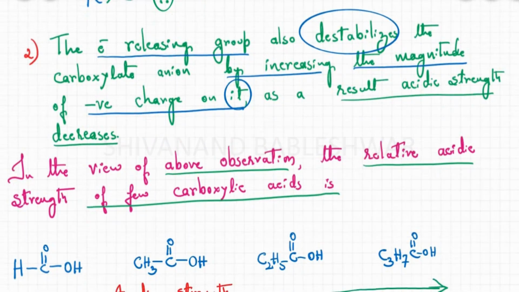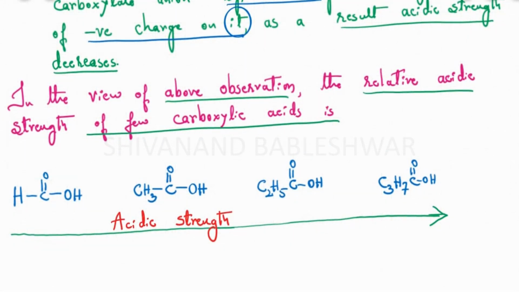So therefore, in view of the above observation, I have taken the relative acidic strength of a few carboxylic acids. The first one is formic acid, with only one carbon, called methanoic acid. In the second case there are two carbons, so it is called ethanoic acid. In the third one, 2 plus 3, it becomes propionic acid. And the last one, 3 plus 1, that becomes 4, so it is called butanoic acid. Now in formic acid, there is no R group, simply one hydrogen. Hydrogen is neither an electron donating group nor an electron withdrawing group.